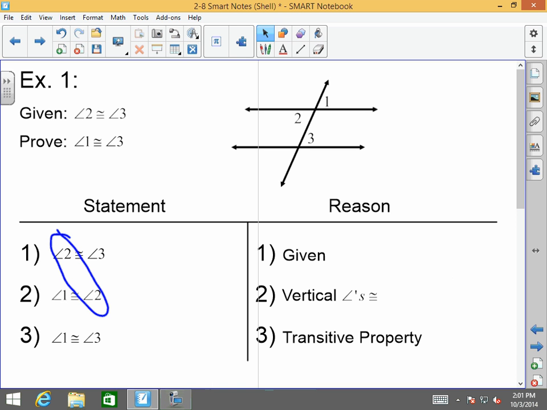Does that make sense? It's very, very powerful. Vertical angles and transitive and substitution, very powerful, very useful. They shorten up a lot of potentially very long proofs.